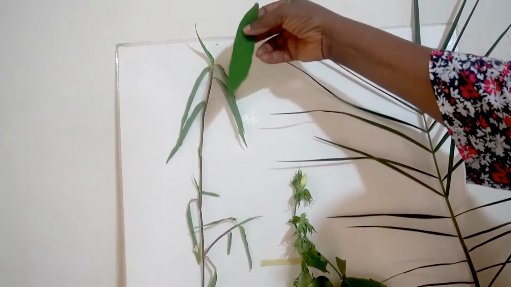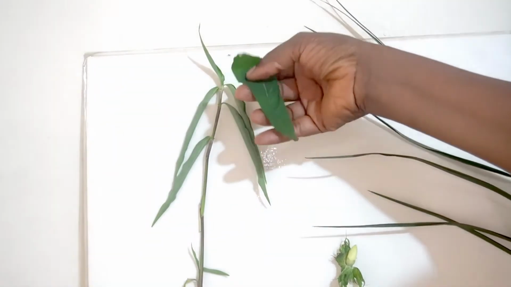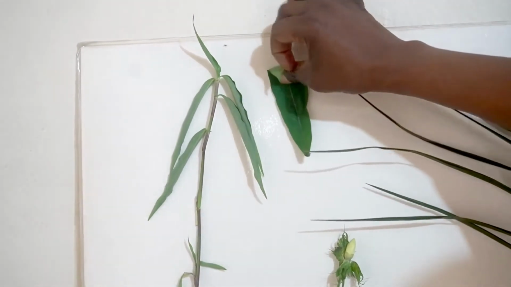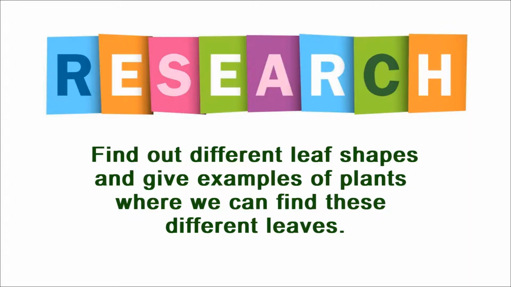This leaf, the shape is different. So find out different leaf shapes and examples of plants where we can find these different leaves in terms of their shapes.